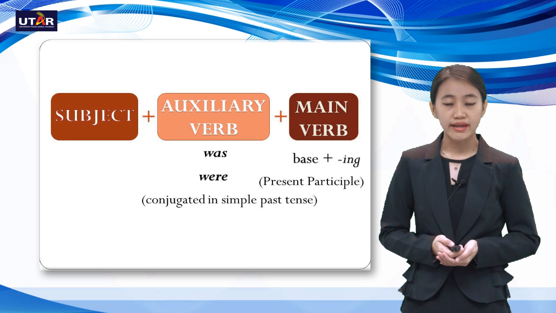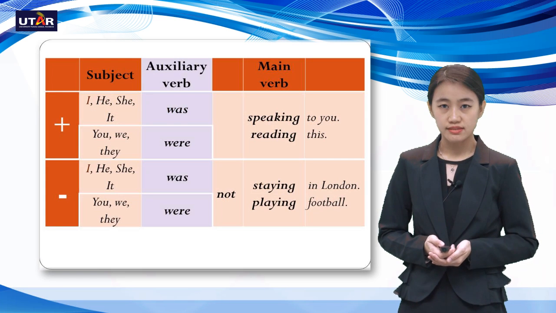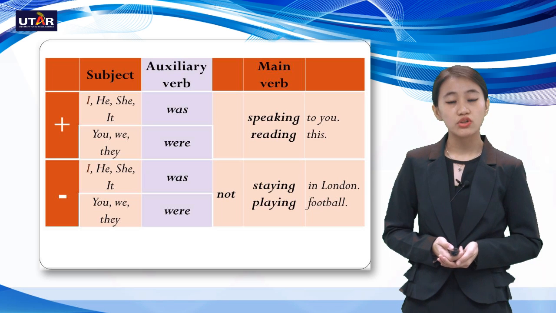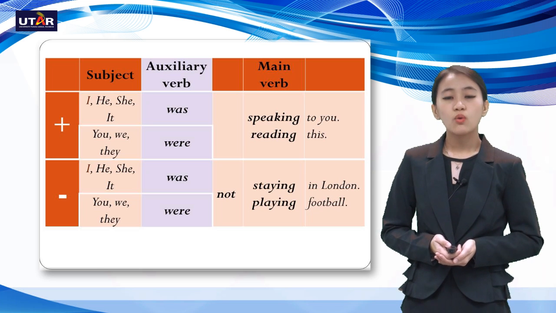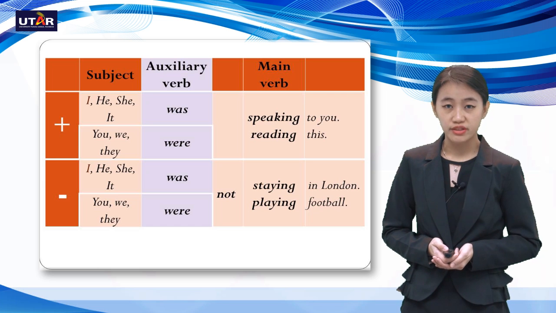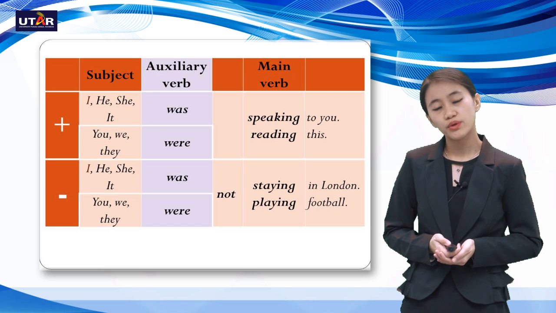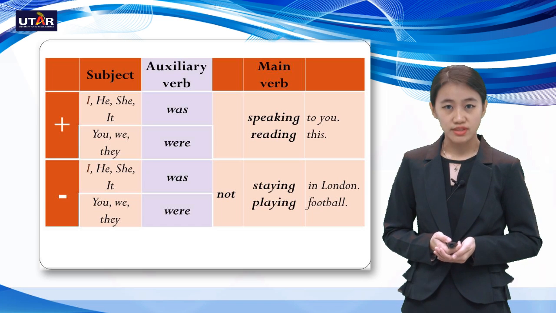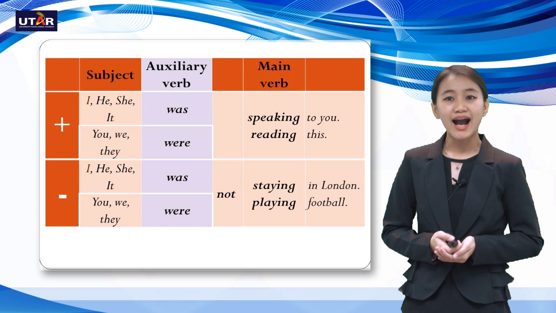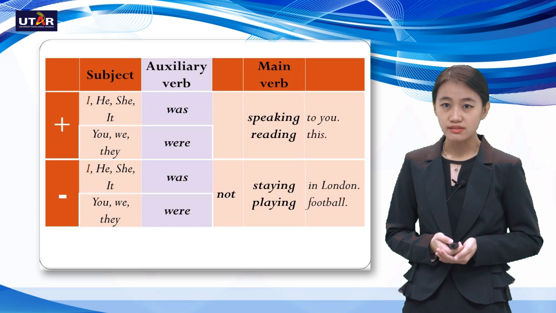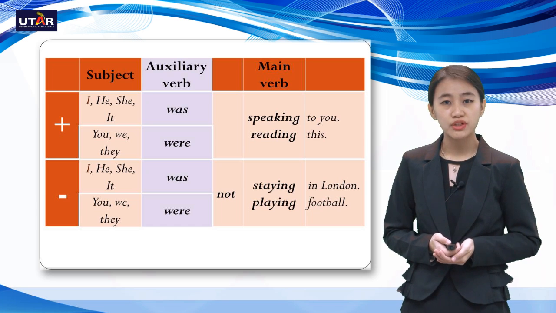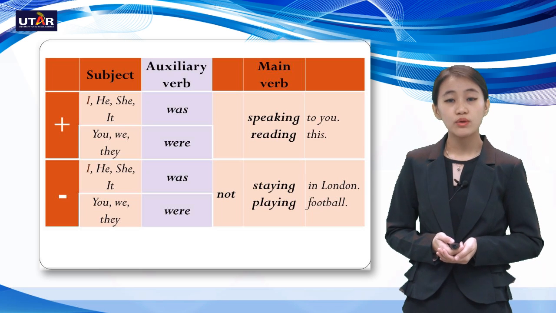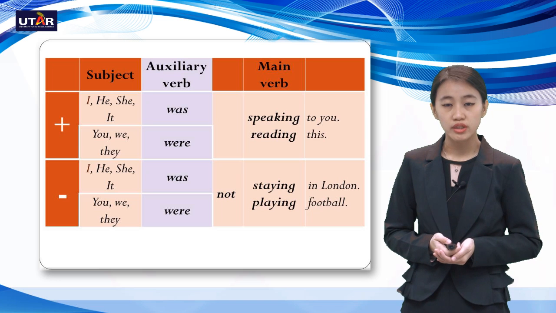Now, let's look at the construction of the sentences. You have your subject, auxiliary verb, and also main verb. When you want to construct a positive sentence, or in other words, an affirmative, we must start with your subject. So, subject I, he, she, it will be followed by the be verb was, whereas you, we, they would be followed by the be verb were.